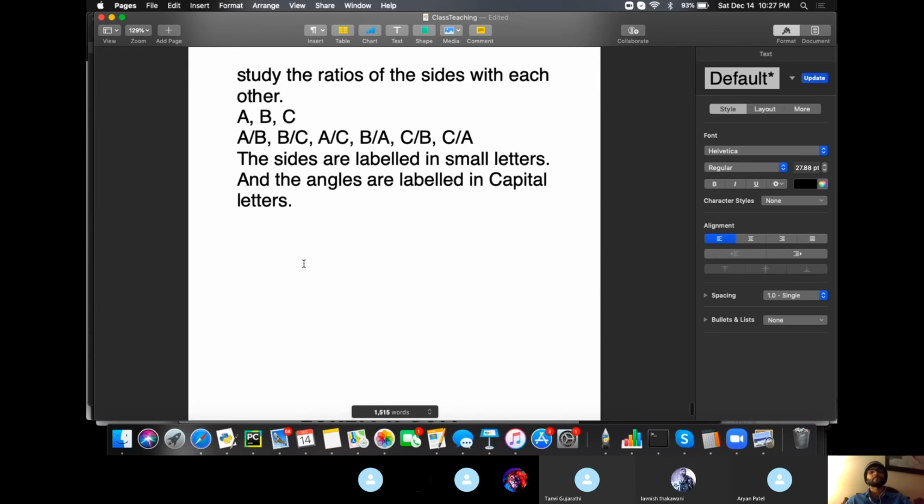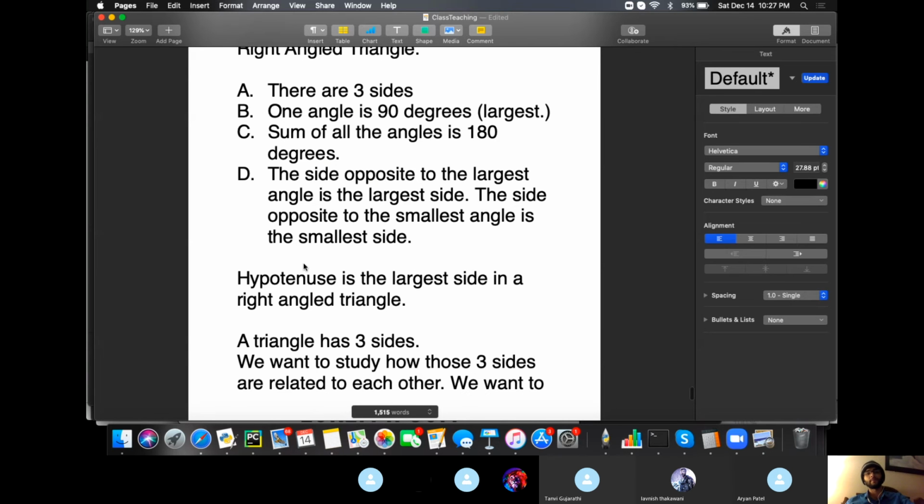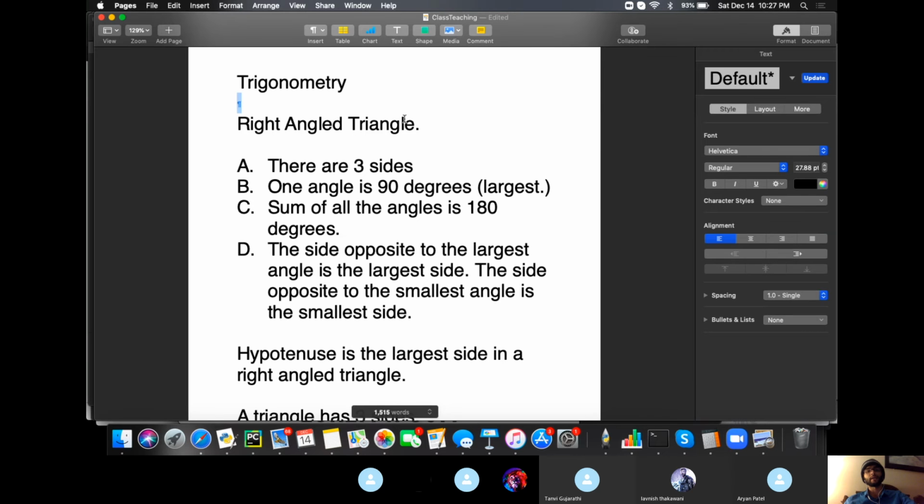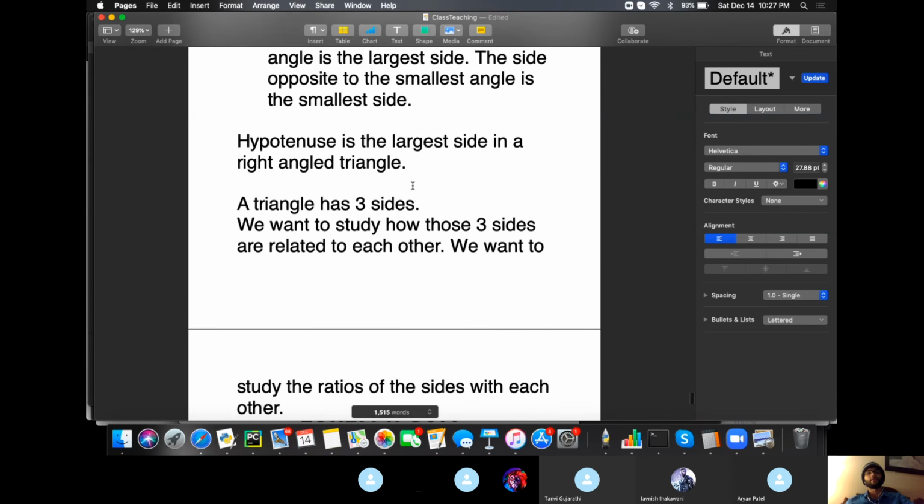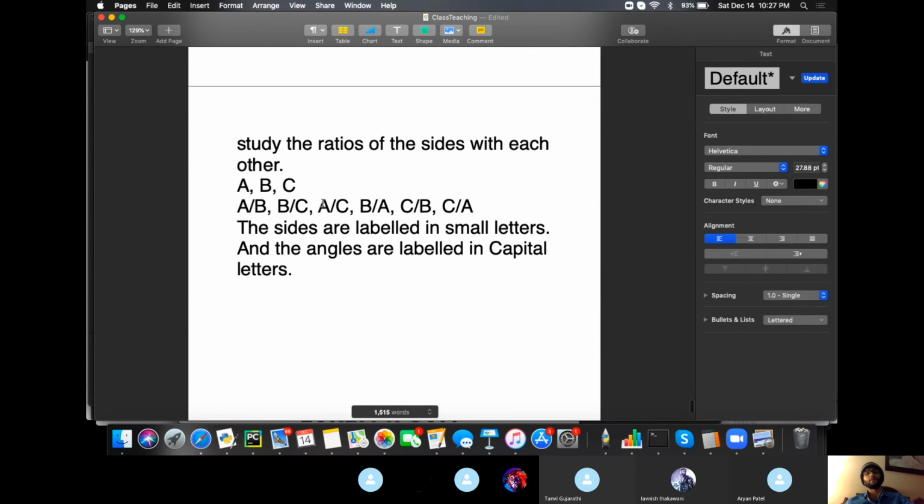Okay, here comes the first big confusion. When we are talking about right angle triangles, okay, we know that we're talking about right angle triangles, and you also know that we are trying to create ratios out of them. Here comes the question: which side is side A? Which side is side B? And which side is side C?